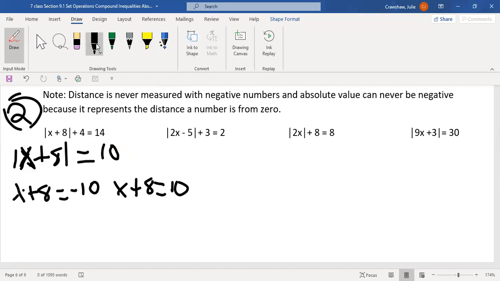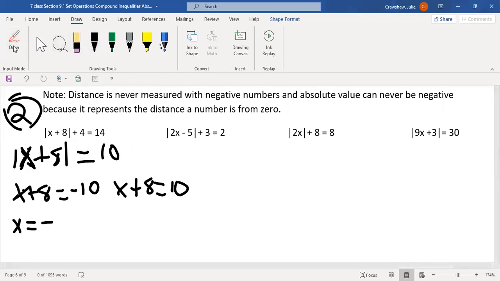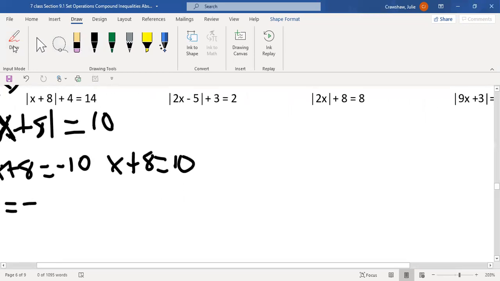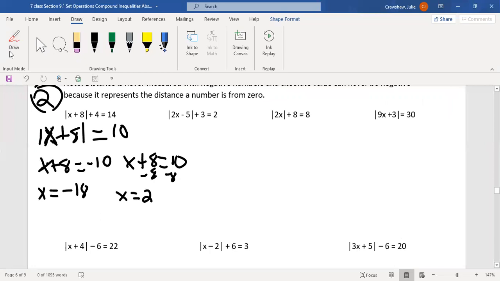So on my first one, I subtract 8, and I get x equals negative 18. And on my second one, I'm going to subtract 8, and I get x equals 2. So those are going to be my two answers for that equation.